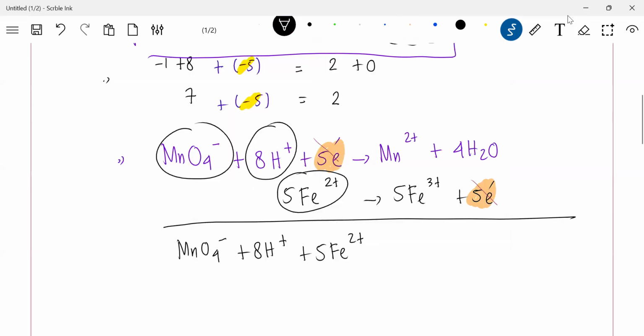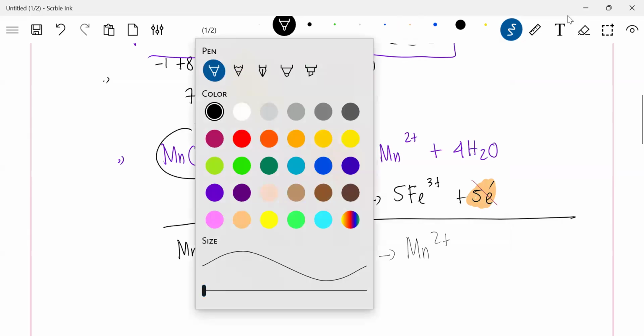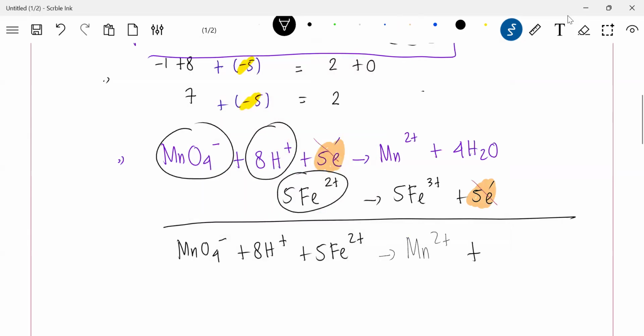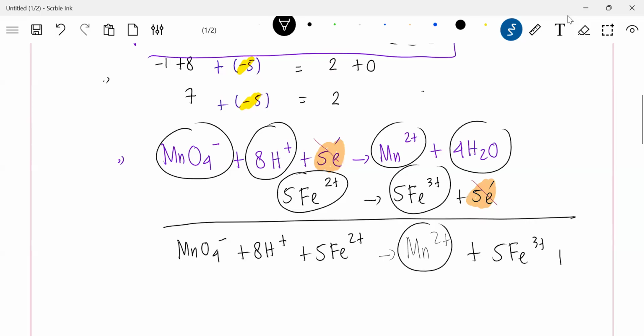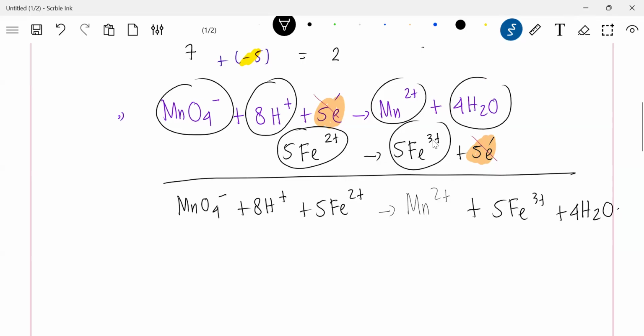So it becomes Mn2 plus with 5 Fe3 plus, plus again with 4 H2O. This is the final balanced equation of the redox. This is the final answer.